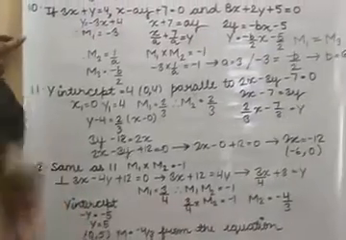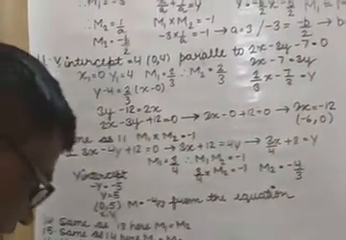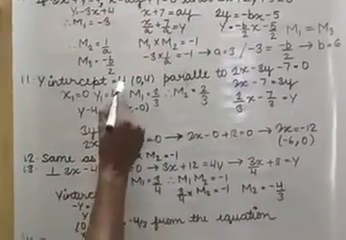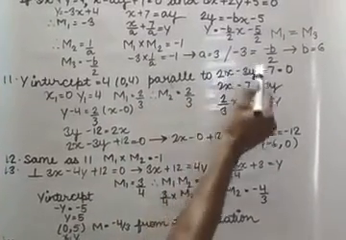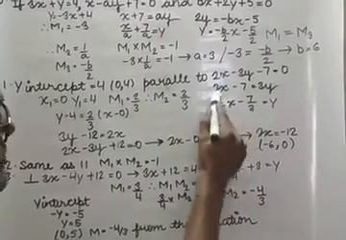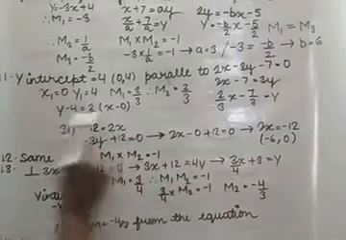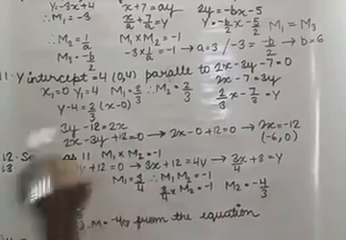In question number 11, it has been given: find the equation of the line which has y-intercept 4 and is parallel to the line 2x - 3y - 7 = 0. So the y-intercept is 4, so the coordinates will become (0, 4). Parallel to 2x - 3y - 7 = 0, I have calculated the slope as 2/3. So m2 is 2/3, and now put the values in the equation and you are going to get 2x - 3y + 12 = 0.